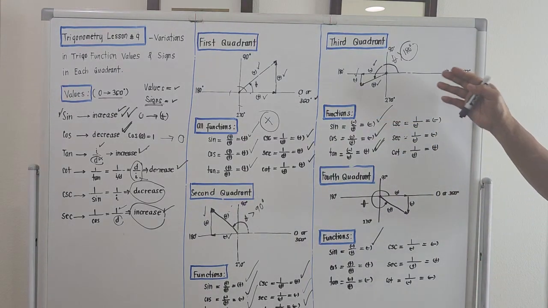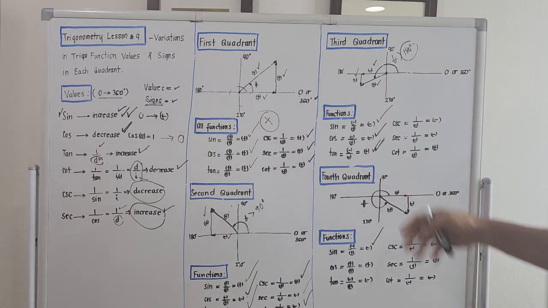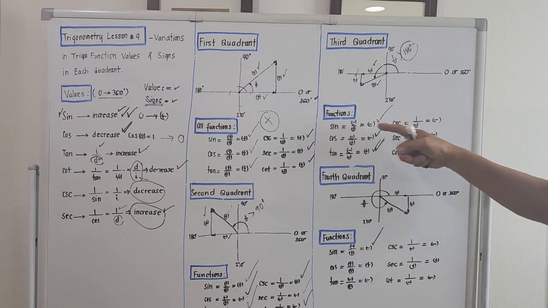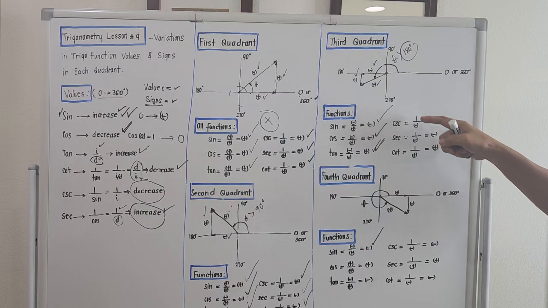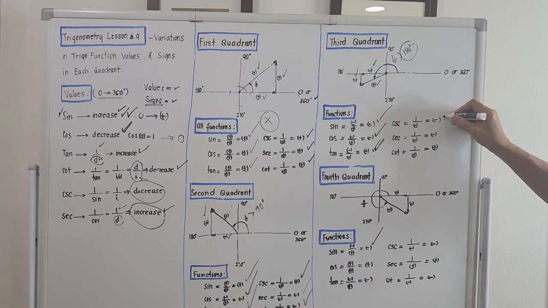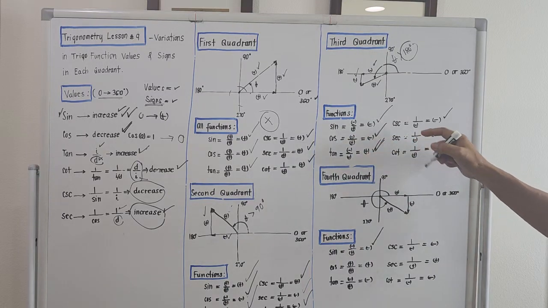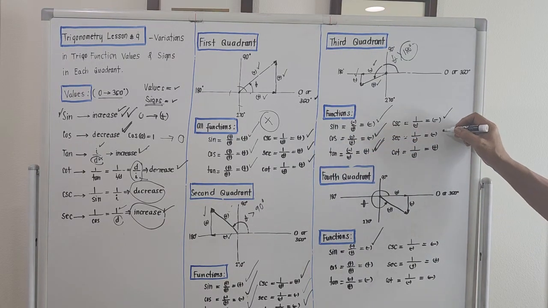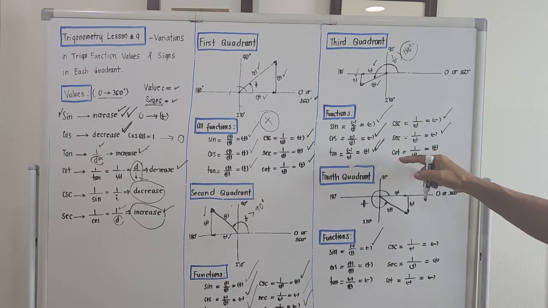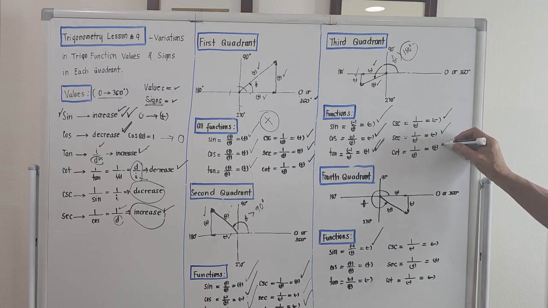Okay? For the last three, I will just take reciprocals. For cosecant, it's the reciprocal of sine. This is 1 over minus, it is minus. For secant, it is 1 over cosine. And cosine is minus, right? So 1 over a minus, it's still a minus. For cotangent, it's the reciprocal of tangent. So this is 1 over a plus. So it will be a plus.